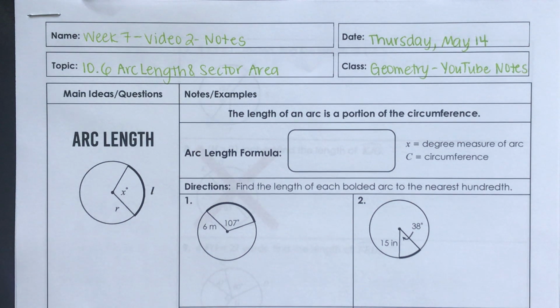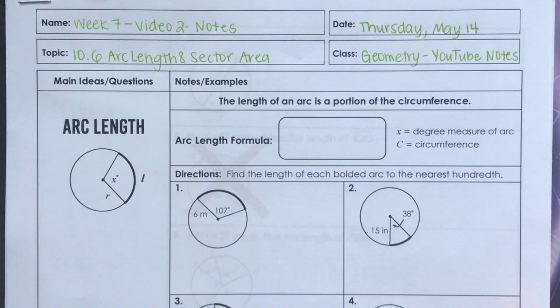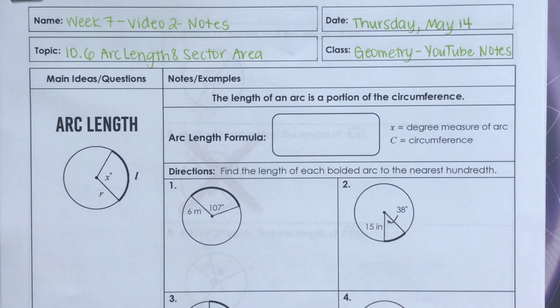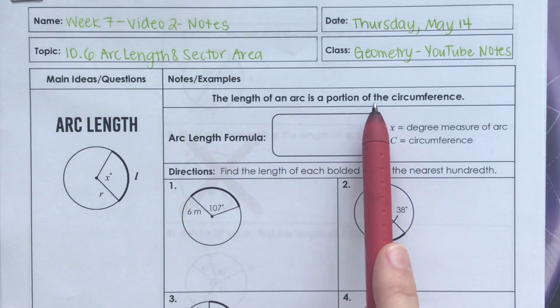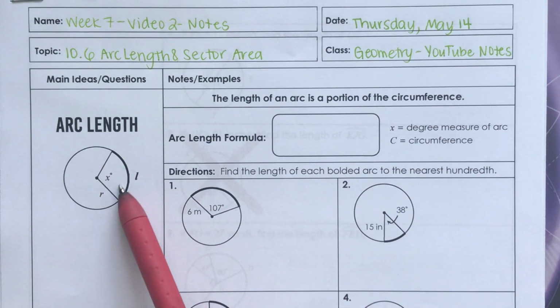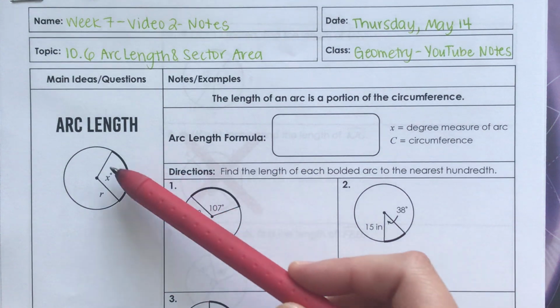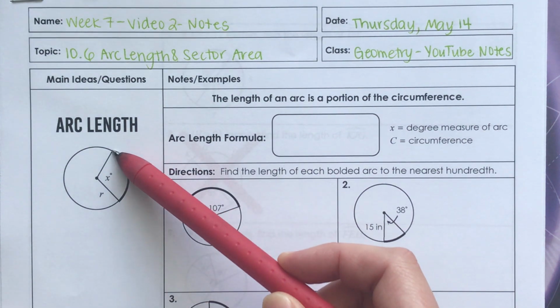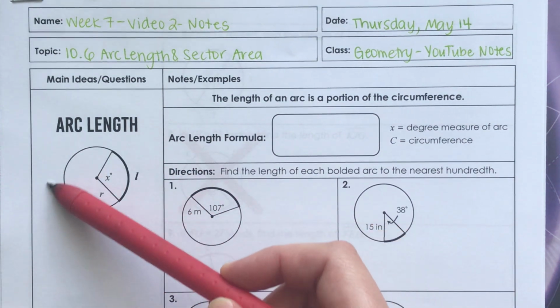Okay, so we're talking about 10.6. We're still on circles, and today we're going to talk about arc length and sector area. The first we're going to talk about is just arc length. Arc length is when we take a look at the length of an arc in portion of the whole circumference. So circumference is if you were to go all the way around the circle. Arc length is looking at just one piece of that whole circumference.